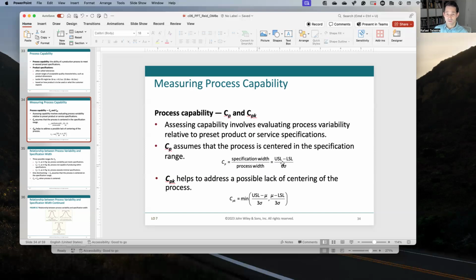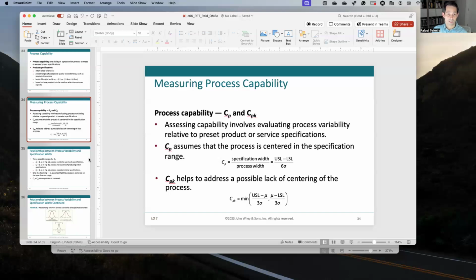CP is defined as the difference between the upper specification limit and the lower specification limit. So what is the maximum and minimum that we accept the machines to do and still be good? What is the acceptable higher and lower, the upper and lower specification limits? And then we divide this difference by 6 times the standard deviation of what the machine is producing.